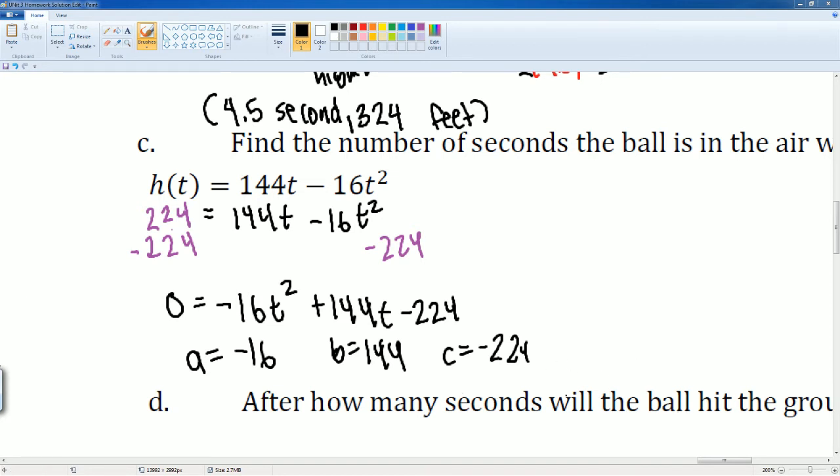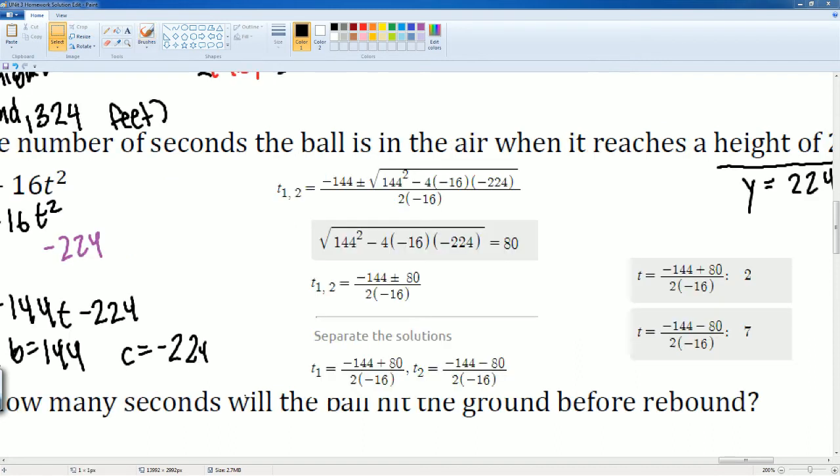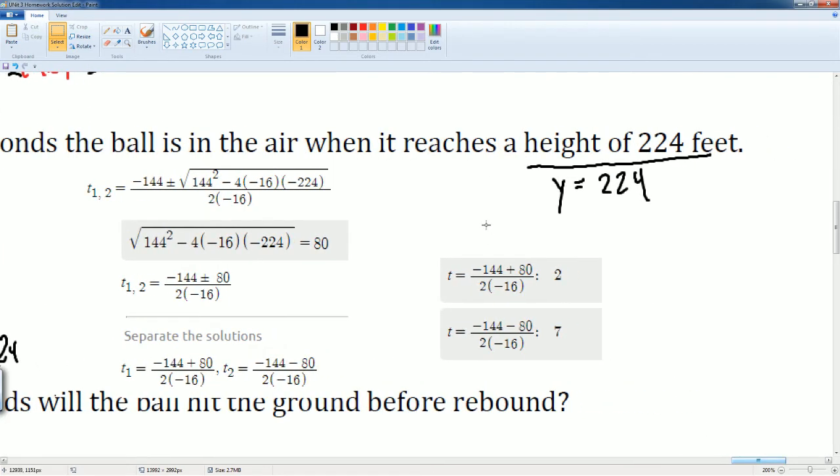Let me show you the answer and the steps for it. All right, so there you go. That's how you set up the quadratic equation for this problem. If you simplify what's inside that radical, you get 80, and it simplifies into this. The two solutions that you get are 2 and 7, which are your times. So we can say that at 2 seconds and at 7 seconds, it is at a height of 224 feet.